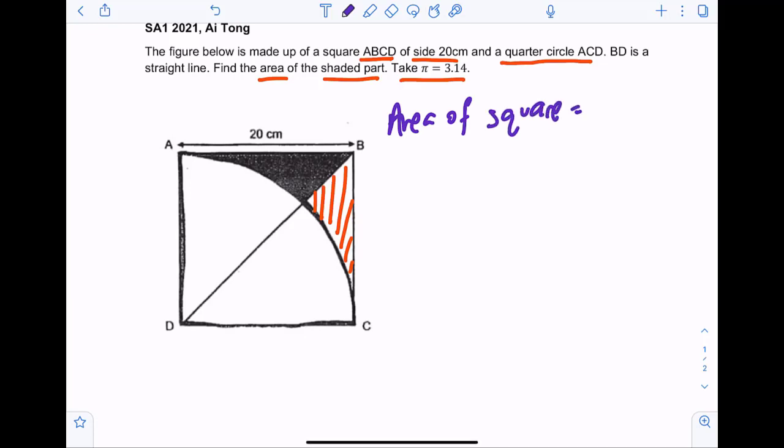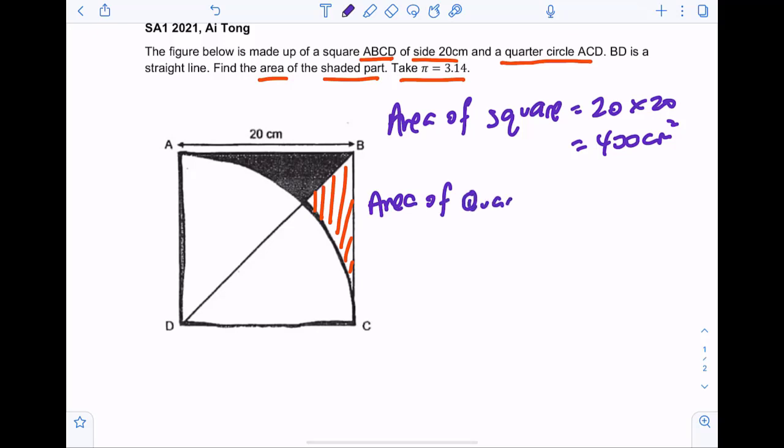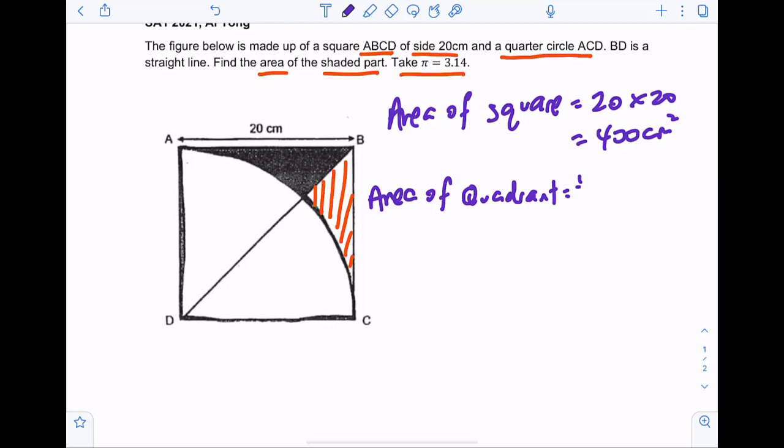This is just length times breadth, so 20 times 20, which will give us 400 square cm. And then we proceed to find the area of the quadrant. Quadrant is also called quarter circle. It's the same thing. So this right here will be 1/4 times pi times radius times radius. Now take note, this part right here is the formula for the area of one whole circle. But I don't need one whole circle. I only need 1/4 of it.